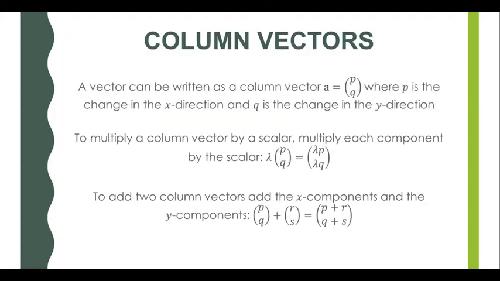We can also write vectors as column vectors. For example, vector A is equal to p over q, where p is the change in the x direction and q is the change in the y direction. To multiply a column vector by a scalar, lambda, we multiply both the x and the y component by lambda. To add two column vectors, we add the x components and then we add the y components.